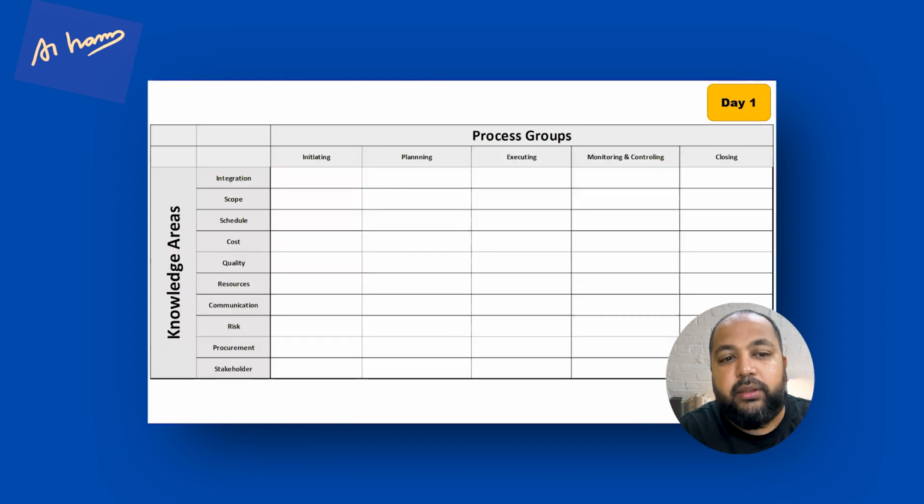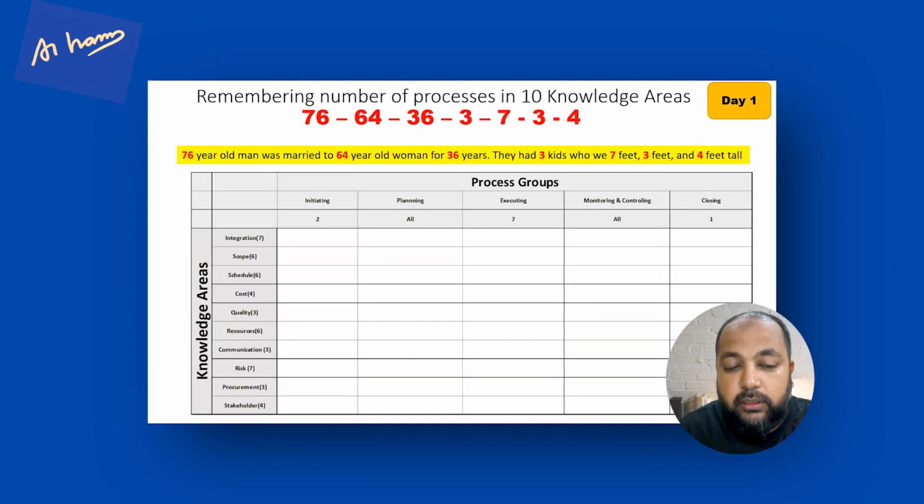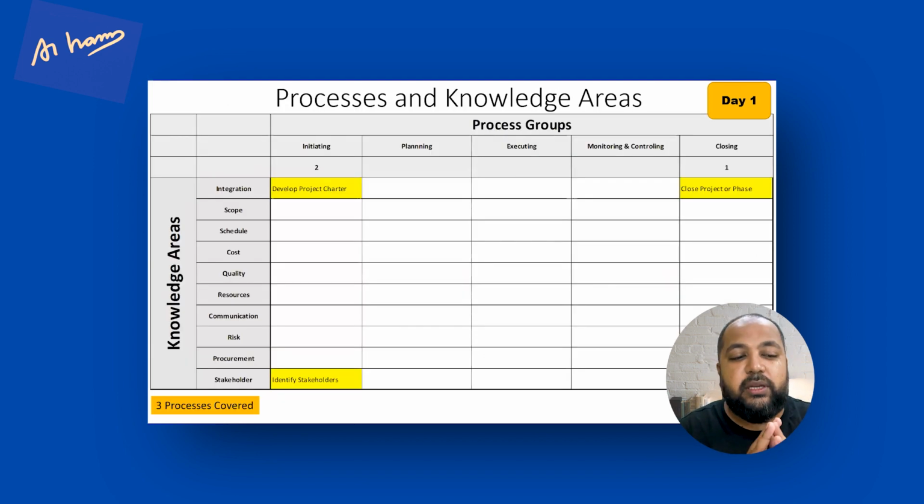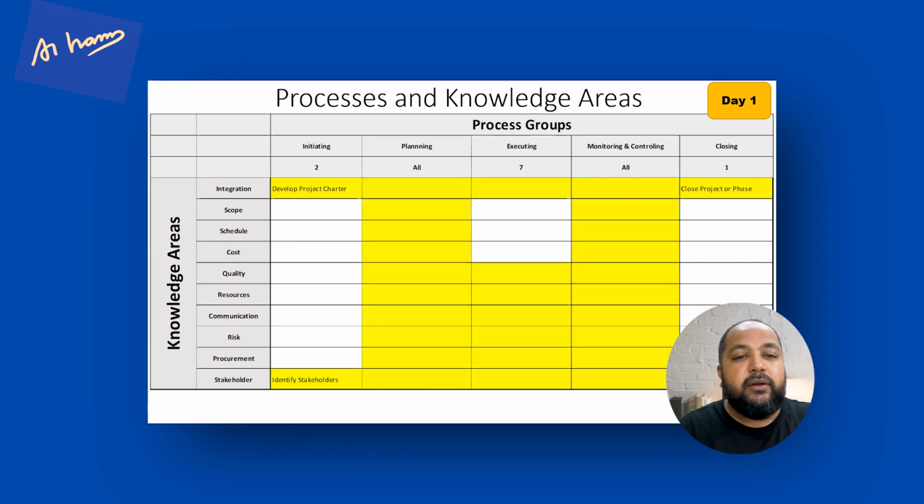So you should remember what the knowledge areas are and what the 5 process groups are. Then follow that with this mnemonic of a 76-year-old man marrying a 64-year-old woman for 36 years. They've got 3 kids, 7, 3 and 4 feet tall, right? And then just remember the 3 processes that I wanted to say from this knowledge area for day 1. That's it. Tomorrow when you come and look into this, you'll have to add a few more things. I'll show you more patterns. And as I told you, planning covers all knowledge areas, monitoring covers all knowledge areas, and executing just 7 knowledge areas. I just highlighted that in front of you.